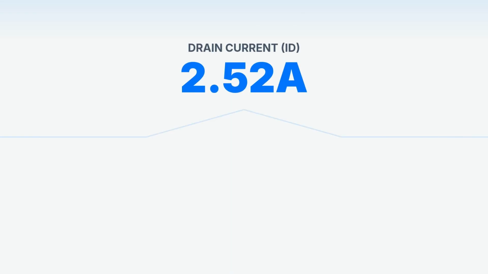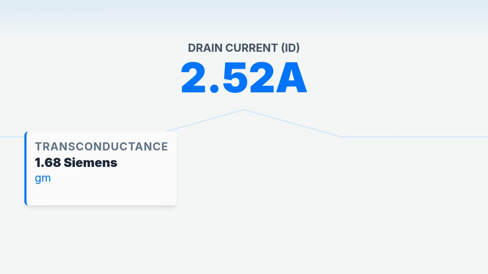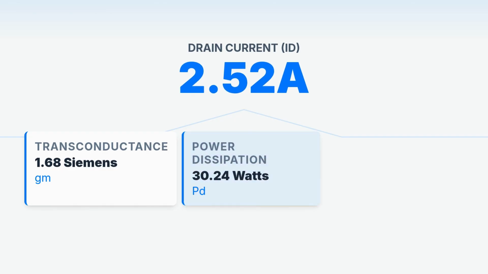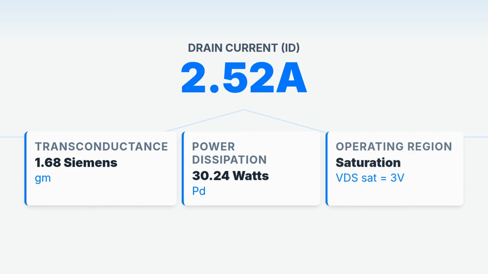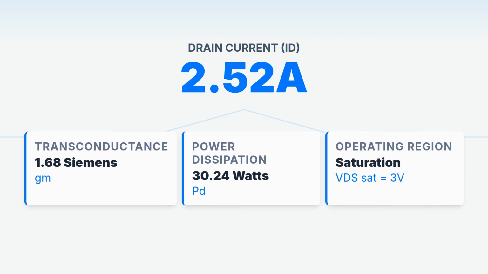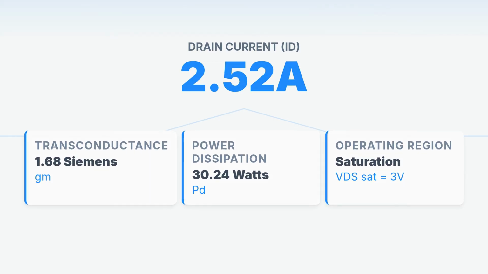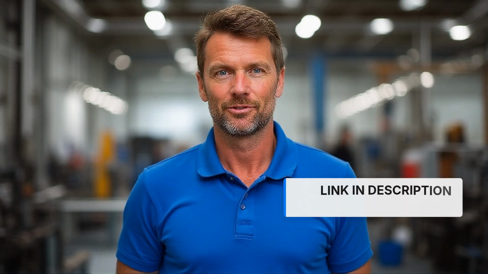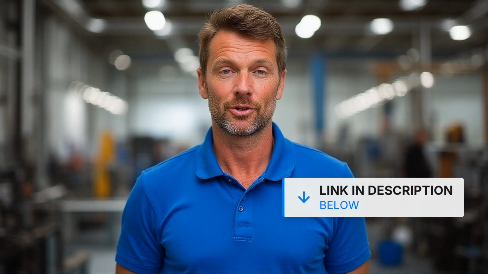3 amperes. After clicking Calculate, the primary result shows 2.52 amperes drain current. Secondary results include transconductance GM at 1.68 Siemens, power dissipation at 30.24 watts, and operating region showing saturation with VDS sat at 3 volts. This calculator streamlines MOSFET analysis for your circuit designs.